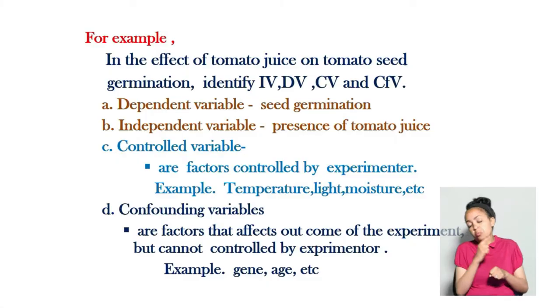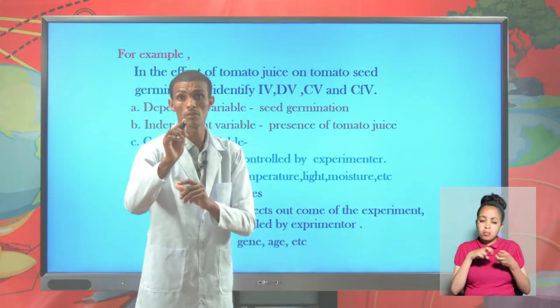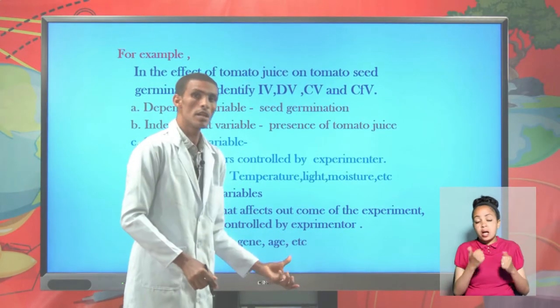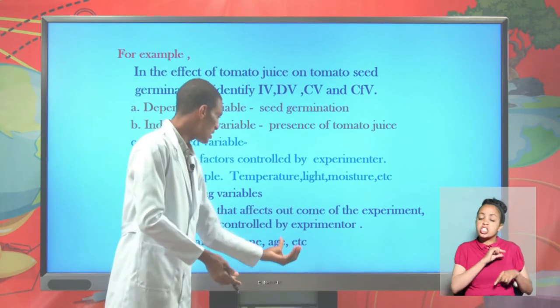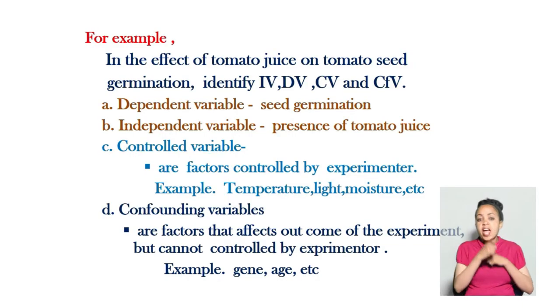Whereas confounding variables are variables that can exist together with our problem, but we cannot control them. They can exist, and they can affect the result to some extent. Just like the presence of a gene, or just like the age of the seed.